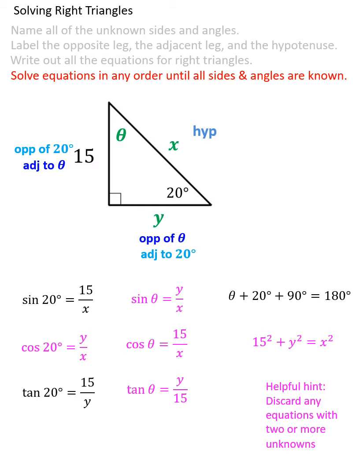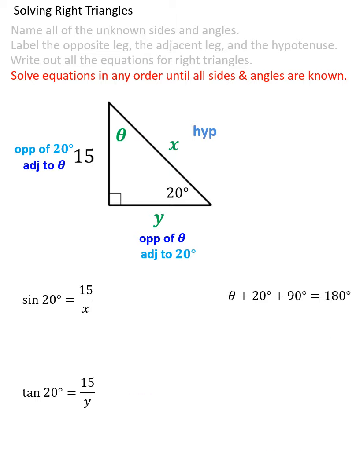Now, while all of these equations are mathematically correct, none of them are particularly useful. And so, I'm going to discard them. And now my 8 equations have reduced down to 3. And I can use these equations now to solve for x, y, and theta.